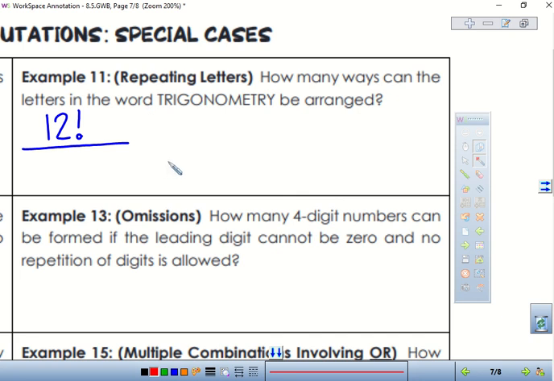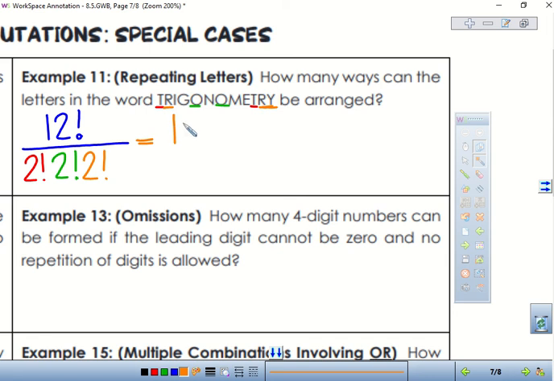So here's how you do that. You count the letters that repeat. Yeah, we have to count each one individually. So how many times does T repeat? 2. So it's going to be 2 factorial. How many times does the letter O repeat? 2. 2 factorial. And any other letters repeat? Yeah, R. And how many times? 2. 2 factorial. So you divide it by however many letters repeat, the factorial of that.